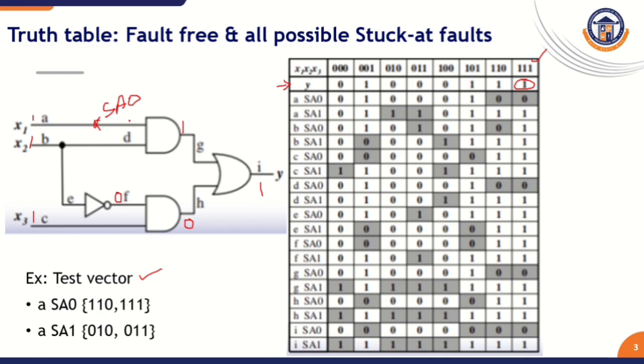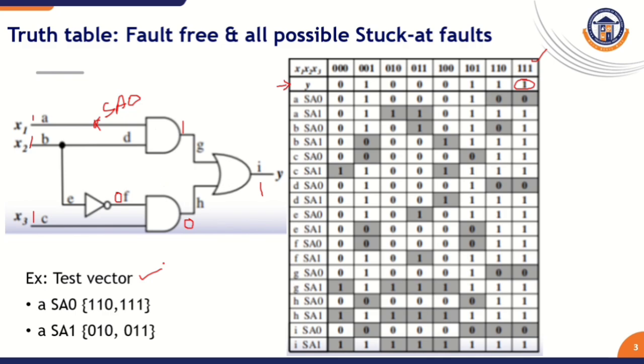So when we compare both the faulty response and the fault-free response, through this comparison only we are going to find the test vector. What kind of input combination, when applied to this circuit, lets us detect the presence of this kind of fault in the circuit.